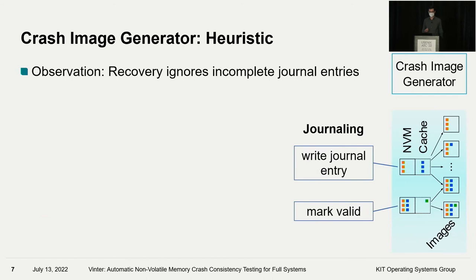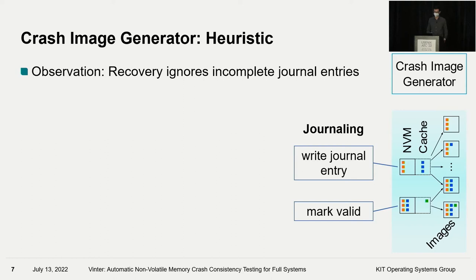However, we observed that all the file systems, and I assume most NVM software in general, use journaling and other techniques such as log structuring to actually write any important data. And this generally happens in two steps. The first step is to write a journal entry out to memory. And this can be, of course, arbitrarily large. But only after it is fully flushed out and there has been a memory fence, it is marked valid in a second step, which is usually just a very small write that sets a single bit to valid. And in case of a crash, the recovery process will always ignore incomplete journal entries and thus will not read them at all. So it is not useful to generate crash images for incomplete journal entries.